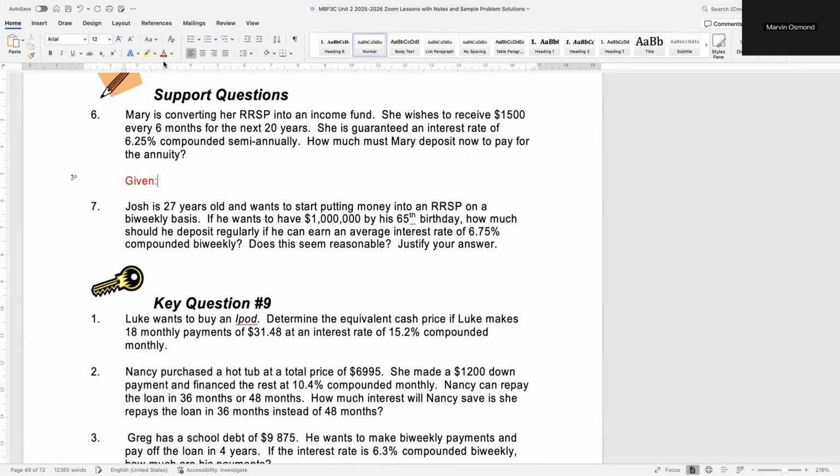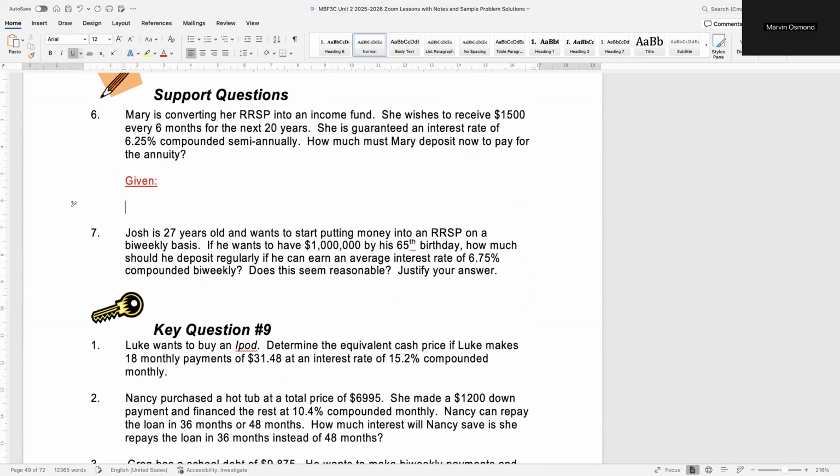Okay. Always start with given. And again, it's easier to do it this way than when you're trying to plug numbers into the formula, to go back up and try to find them in the paragraph that's written, because there's a lot of words there. So Mary is converting her RRSP into an income fund.